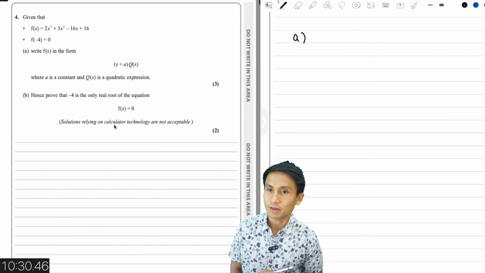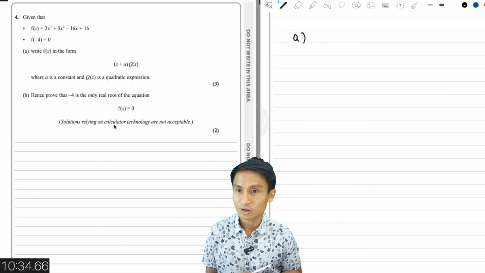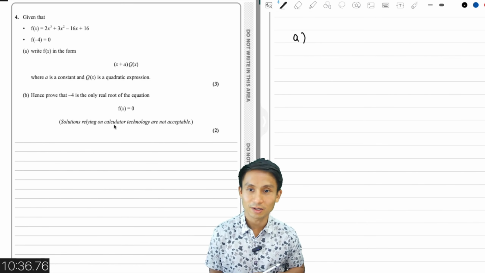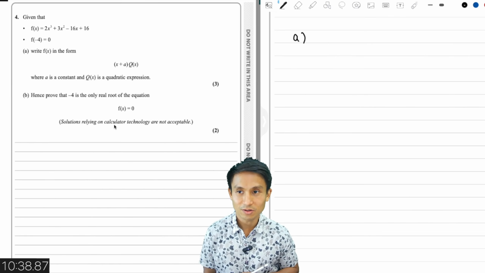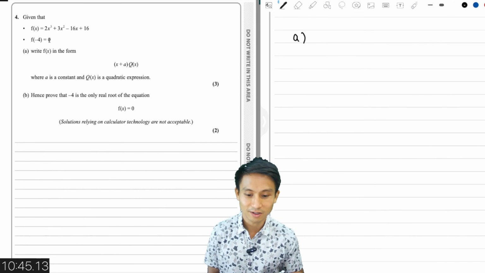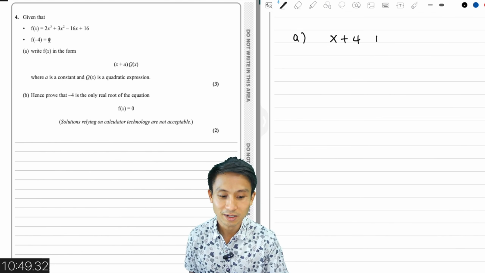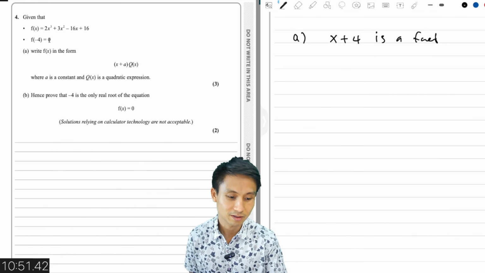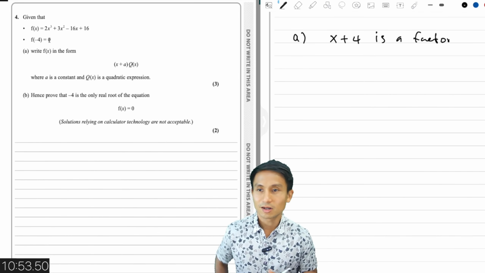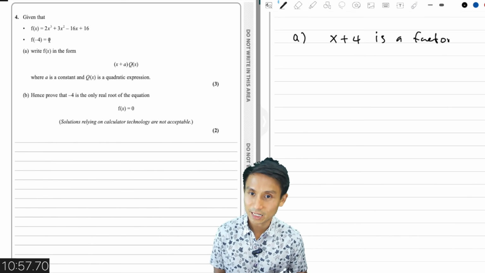Given that f(x) is that cubic function and f(-4) is 0, write f(x) in the form of that. Right. So basically, you know that f(-4) is 0, that means they're telling you a factor here. So it's x plus 4. The opposite sign is a factor from that information. Now you can do comparing coefficients or long division.